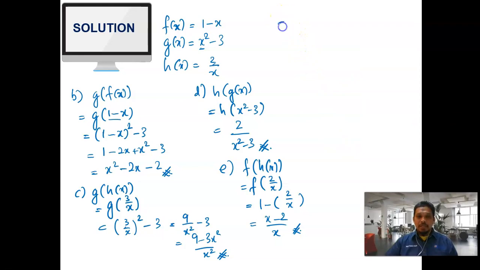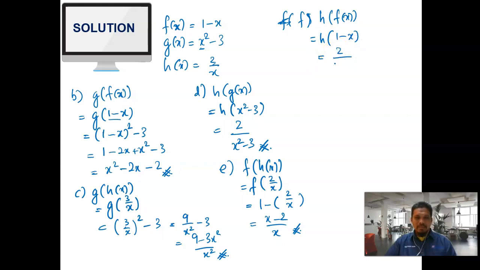Okay, so now example F. We have h of f of x. So f of x equals 1 minus x, and h is 2 divided by x, so 2 divided by 1 minus x. Okay, example G, we have f of g of h of x.